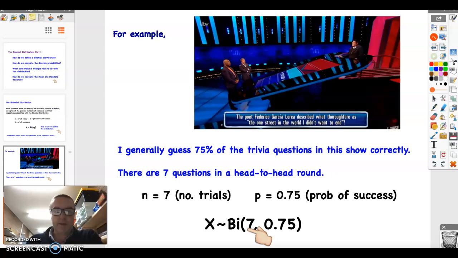So we would recognize that the number of questions would be the number of trials. The probability that I get any one random question correct is 75%, or as a value of probability, 0.75. And so I can say, right, this is a binomial distribution, and I'm going to write it in this way, using Bi and using the values of n and p in brackets to define that distribution. So that's recognized notation for defining any binomial distribution.